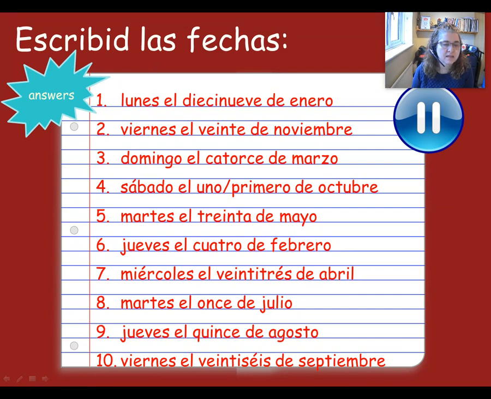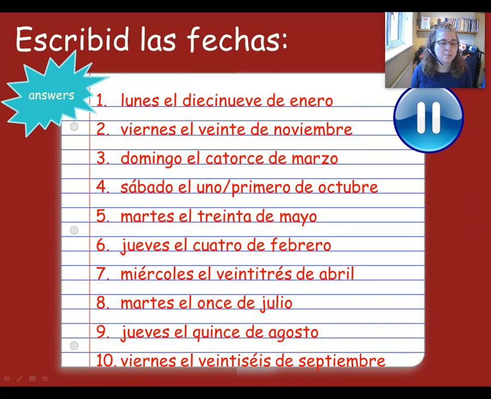Number 4, sábado. Now you can either have el uno, just the number, or sometimes in Spain they use primero. It's the only day of the month that has its special word. So you could have sábado el 1 de octubre or sábado el primero de octubre. They both mean Saturday the 1st of October.